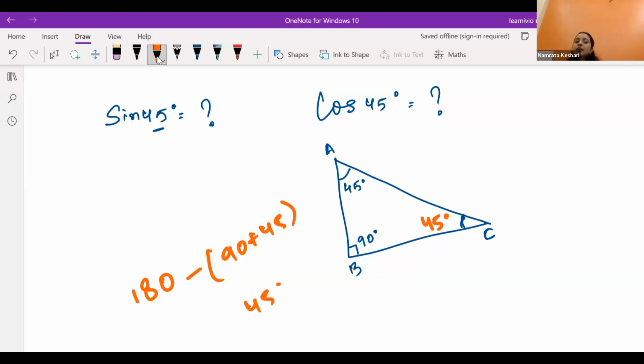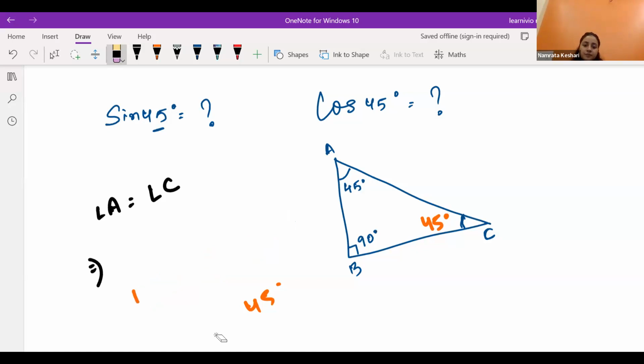Yes. Now we have to find sine 45. Okay, we will find sine 45. But at first, can we say that this right angle triangle has now become an isosceles triangle? Which two sides will be equal if angle A is equal to angle C? Which two sides will be of the same length? AB and BC. AB and BC both will be the same, because two angles are the same, so the sides opposite to those angles will be of equal length.